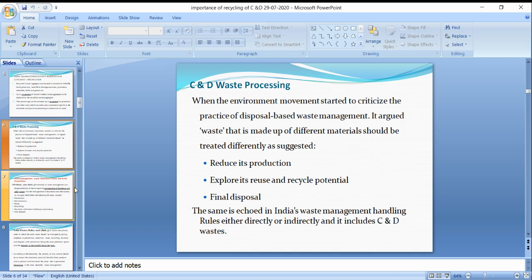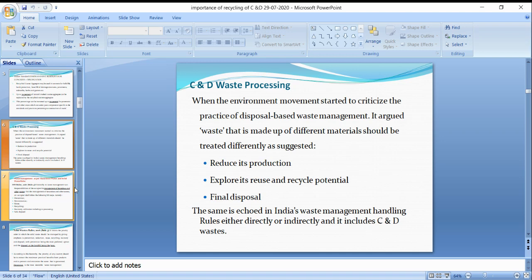When the environment movements started to criticize the practice of disposal-based waste management, they argued that waste made up of different materials should be treated differently. So why has C&D waste come up? Some groups argued that waste coming from construction and demolition is made of different materials and can be treated differently.